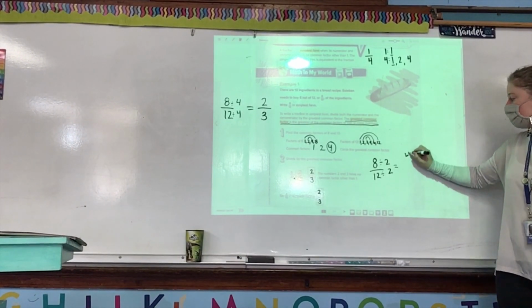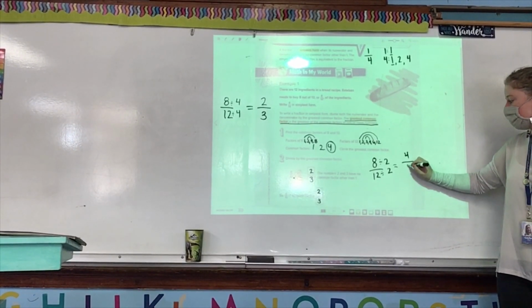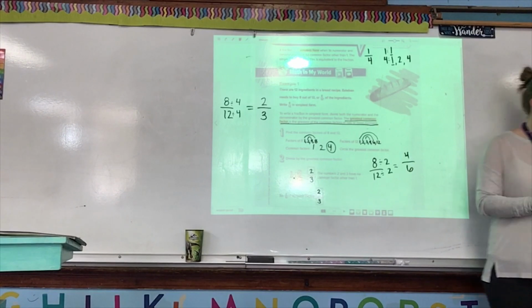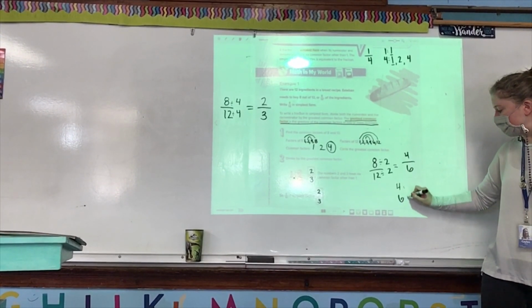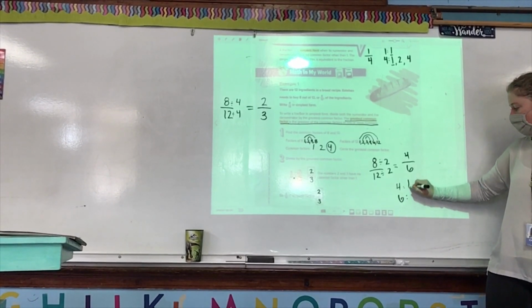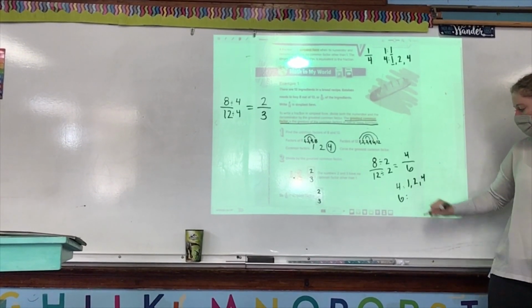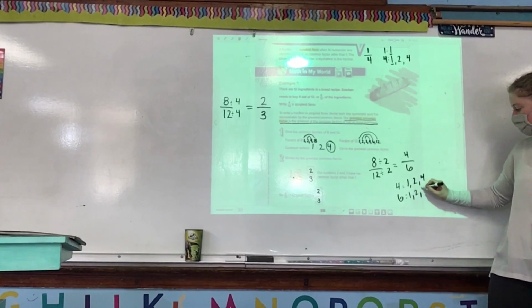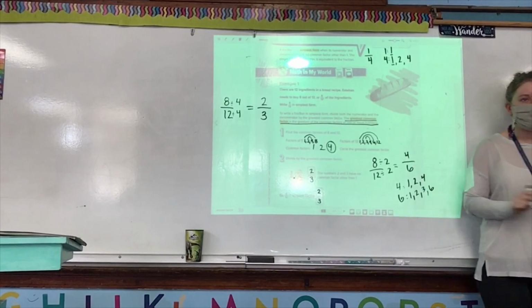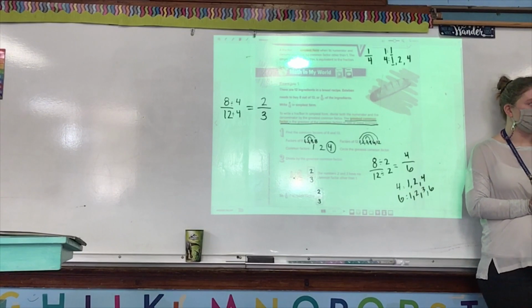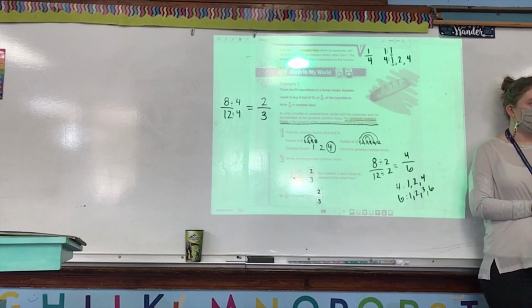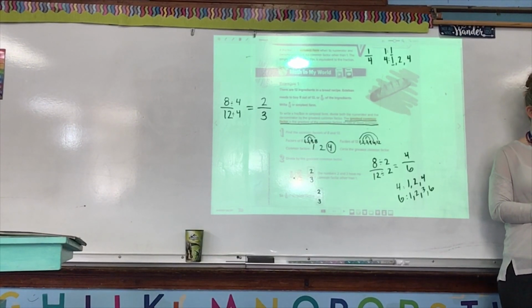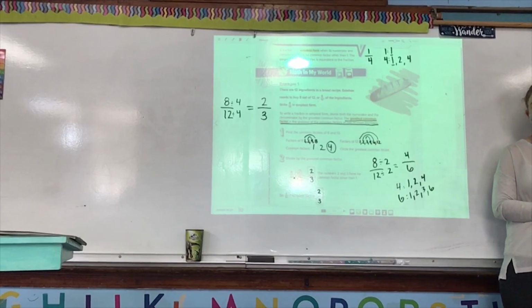8 divided by 2 is 4. 12 divided by 2 is 6. Oh, there it is. But then if I list the factors of 4 and 6, I know the factors of 4 are 1, 2, and 4. The factors of 6 are 1, 2, 3, and 6. Do they have only 1 in common? What else do they have in common? Carla, they have 2 and 1. They have 2 in common.